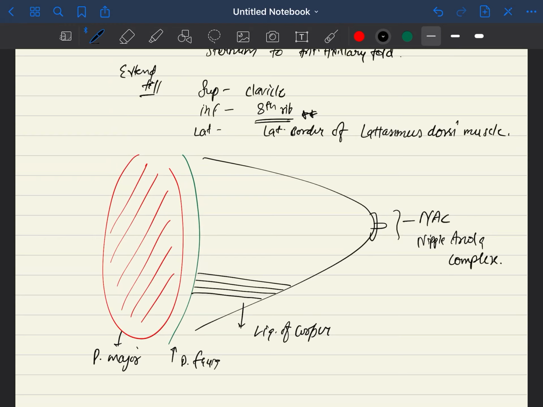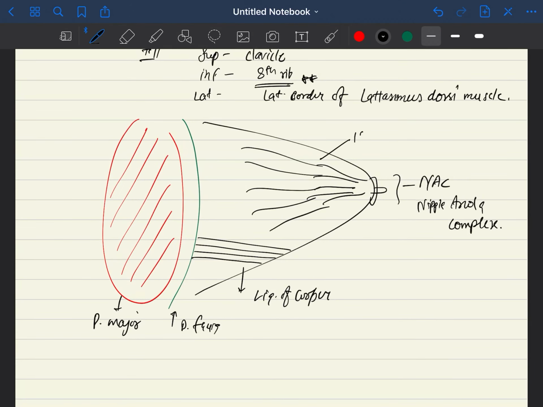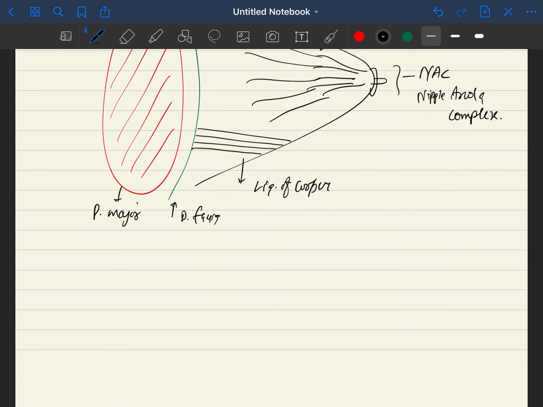And also all the ducts from various parts of the breast come to the nipple. How many ducts are there? The number of ducts is 15 to 20, called lactiferous ducts. So this is the basic anatomy.